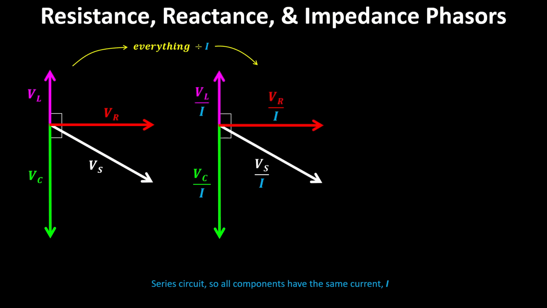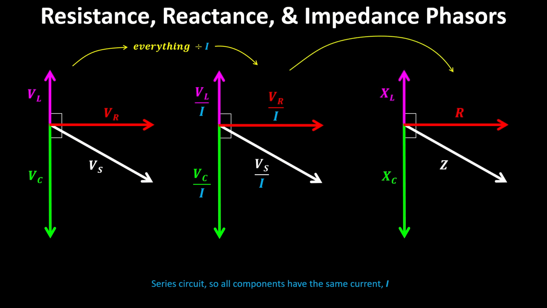I'm going to get a phasor diagram that's got VL over I, VR over I, VS over I, and VC over I. Now, if you're paying attention, you might recognize that those things are all the resistance, the reactance, and the impedance. So what I've actually got here is a phasor diagram that has the inductor reactance, the capacitor reactance, the resistance, and the impedance of the circuit in it. So we can draw exactly the same phasor diagram as we had for voltage, but for the resistance, reactance, and impedance.